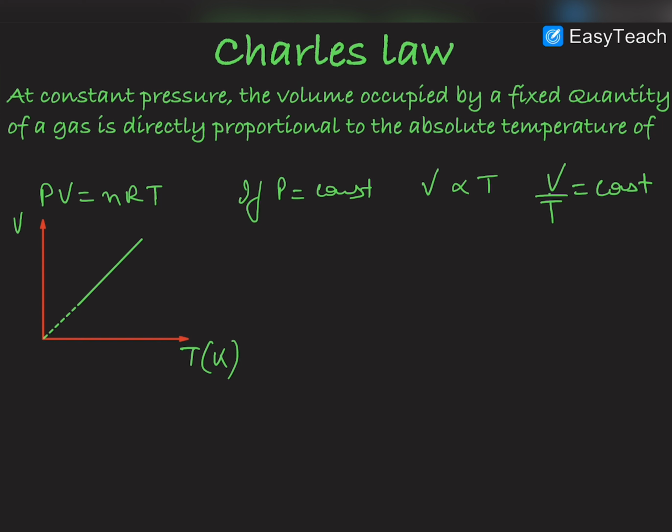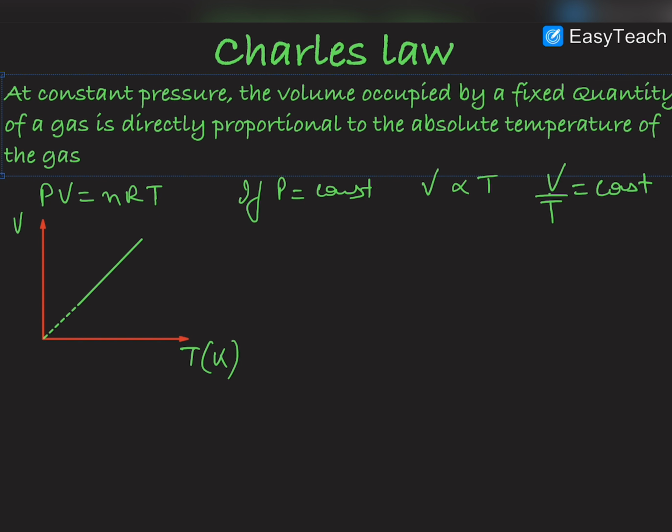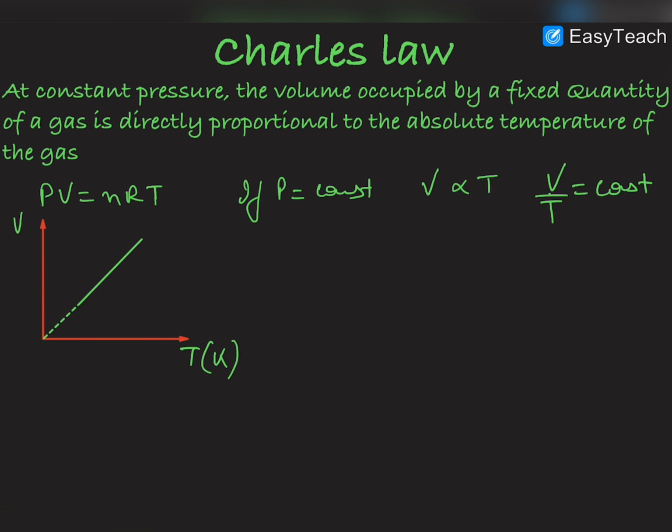You must have heard about Charles's law, that at constant pressure the volume occupied by a fixed quantity of a gas is directly proportional to the absolute temperature of the gas. By the term absolute temperature, we know that it is the temperature in Kelvin. So PV is equal to nRT, and if P is constant, then volume is directly proportional to temperature. So V is directly proportional to T, and V by T is constant. This graph would be a straight line which could pass through the origin, but we would not draw this line till the origin because absolute zero cannot be achieved. So we would not touch the origin.